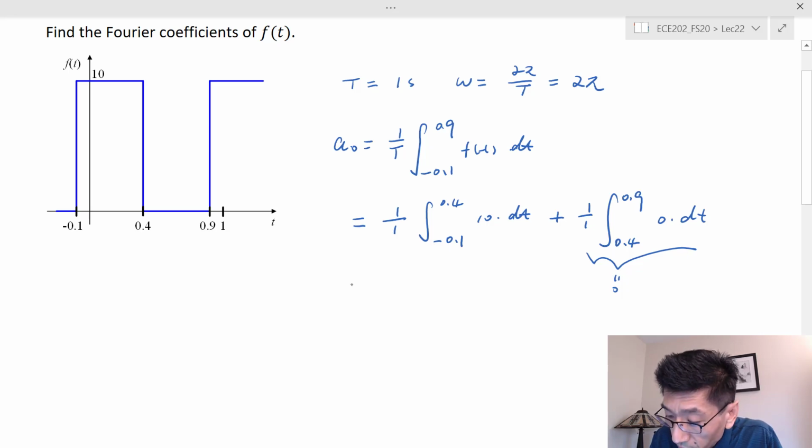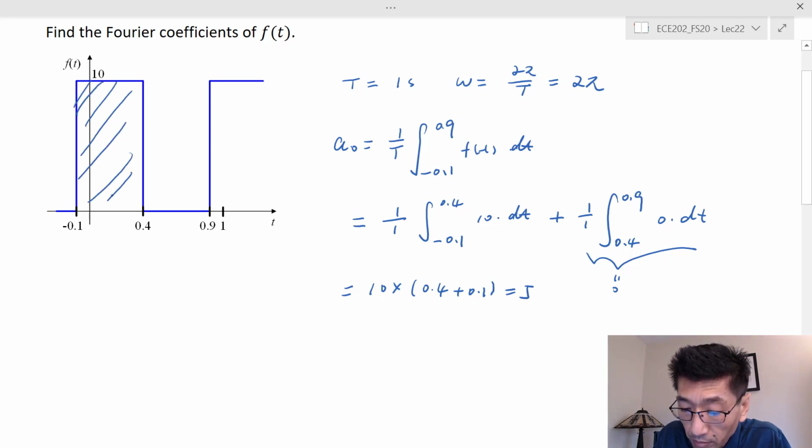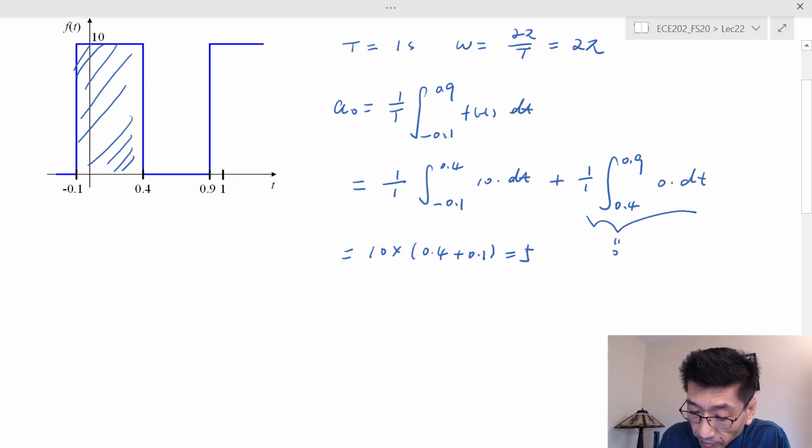And again, for the first term, we have a 10 times 0.4 minus negative 0.1, that is 0.5, which gives us 5. So this is the average, which is very clear. That's the area underneath this curve. The base is 0.5, the height is 10, so this should be 5.